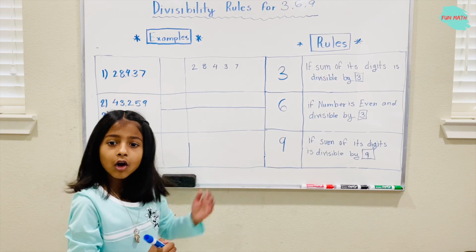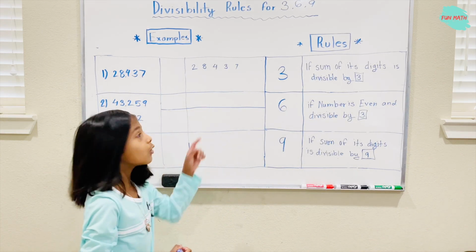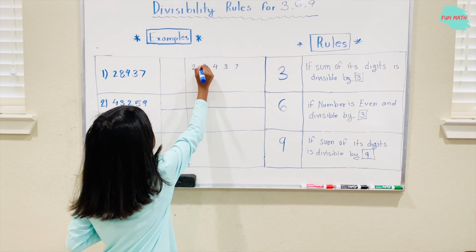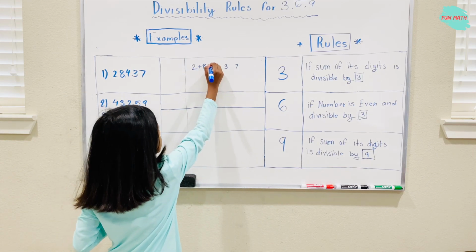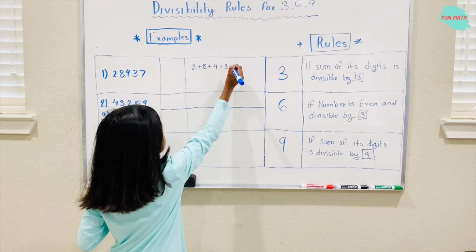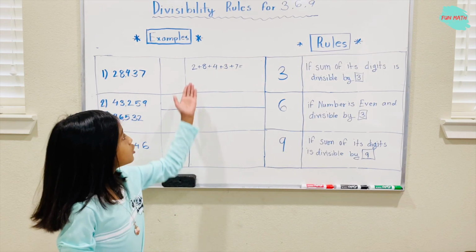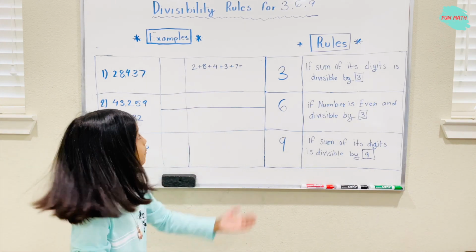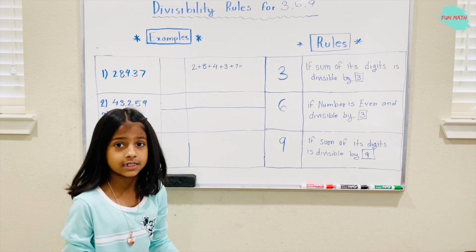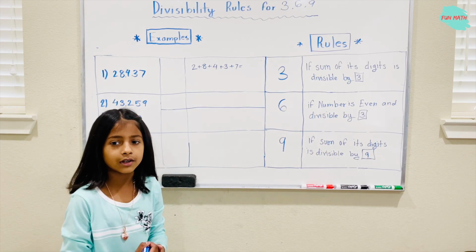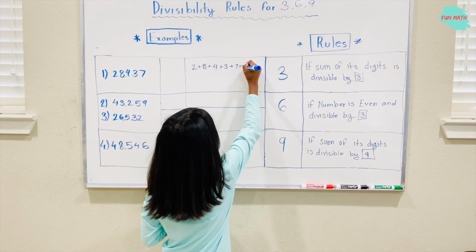28,437. We're going to add all these numbers together. So we're going to write 2 plus 8 plus 4 plus 3 plus 7. Let's check what it will give us. 2 plus 8 is 10. 10 plus 4 is 14. 14 plus 10 is 24. Okay.